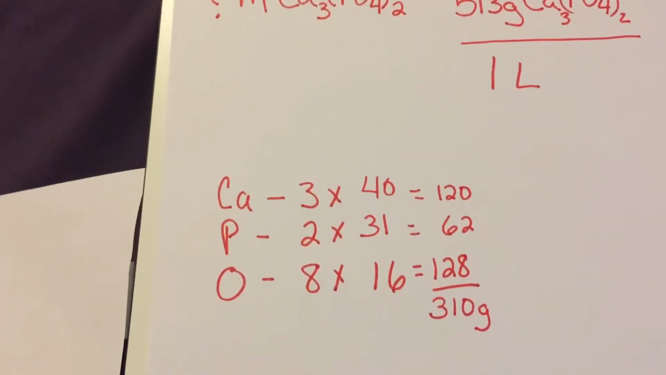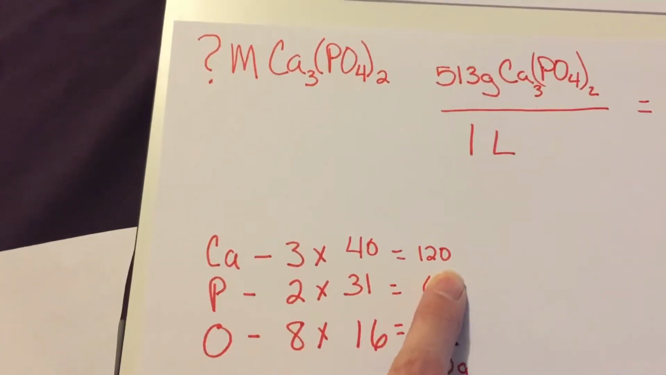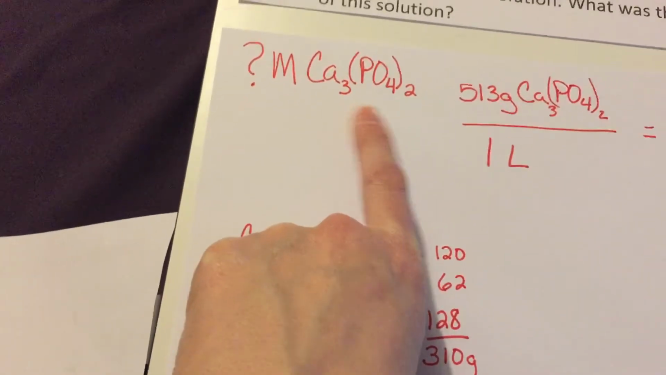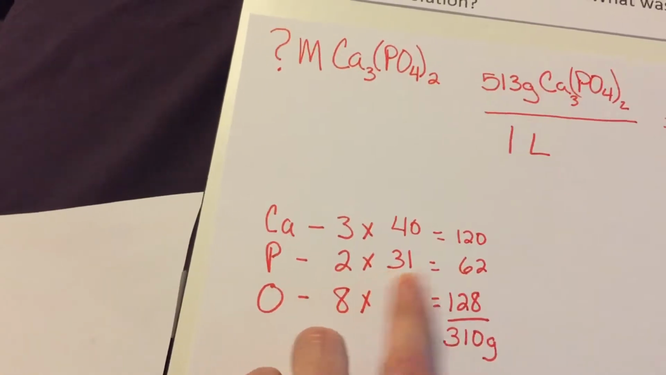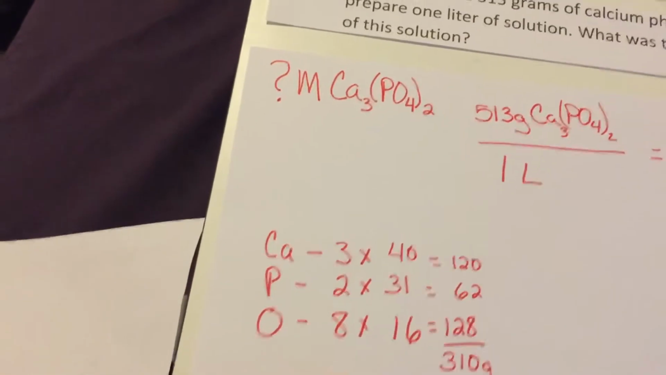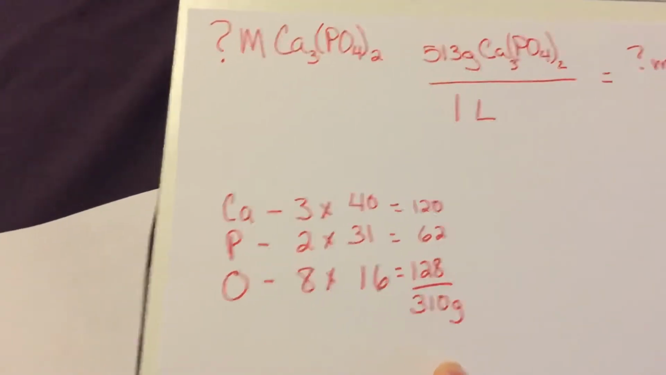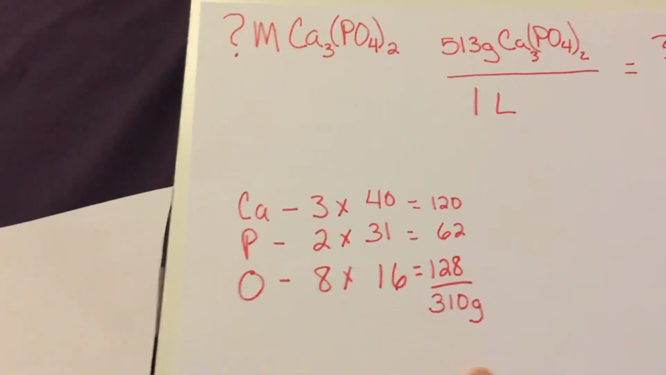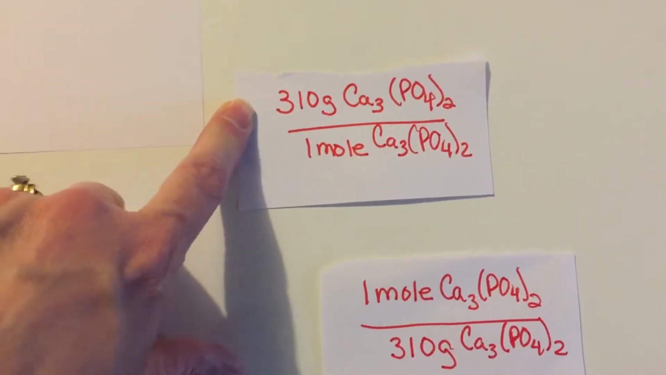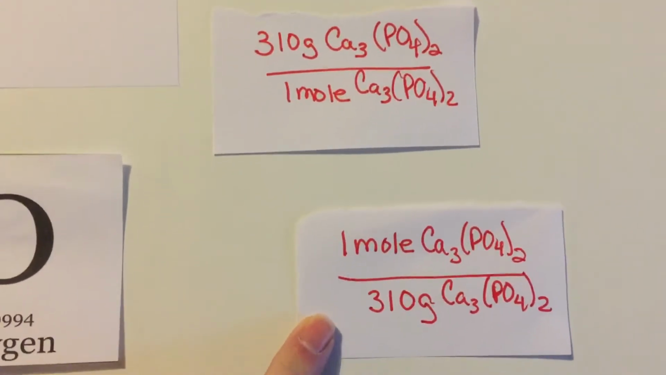Ca3(PO4)2. So that means we have 3 calciums at 40, which is 120 grams. We have 2 phosphorus, because remember we multiply this 2 over both. So we have 2 phosphorus at 31, which is 62 grams. And then we have how many? We have 8 oxygens. So 8 times 16 is 128. We end up with 310 grams for 1 mole of calcium phosphate. Okay, so our 2 conversion factors are 310 grams over 1 mole, or 1 mole over 310 grams.